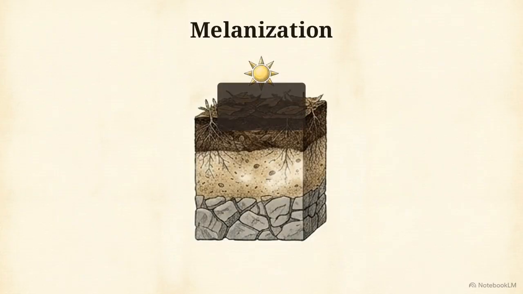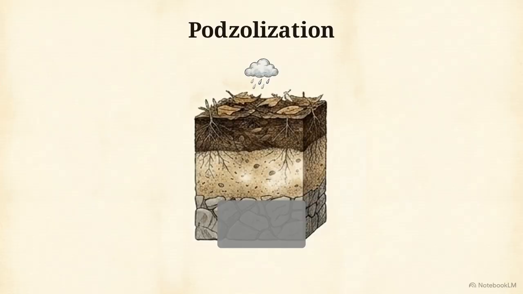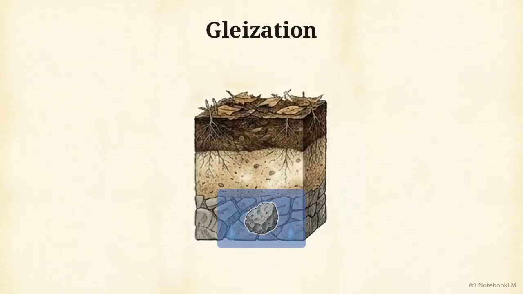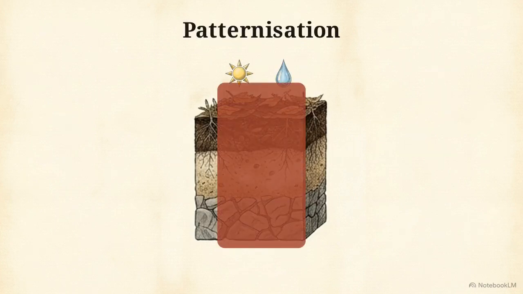In low humidity, melanization darkens the soil with organic humus. High rainfall causes podzolization, leaching minerals into a hardpan. In freezing climates, gleization traps unweathered material under waterlogged layers, while hot and humid zones undergo laterization, rapidly weathering down to iron-rich red clay. The resulting soil is distributed by physical forces.